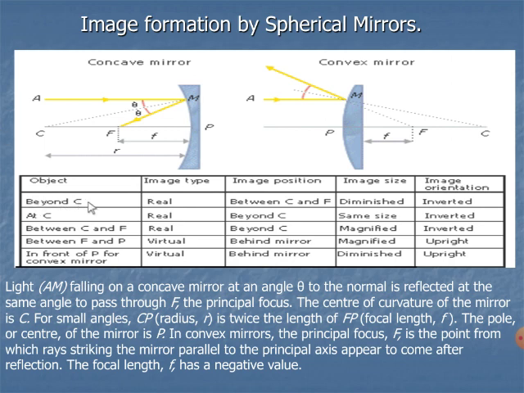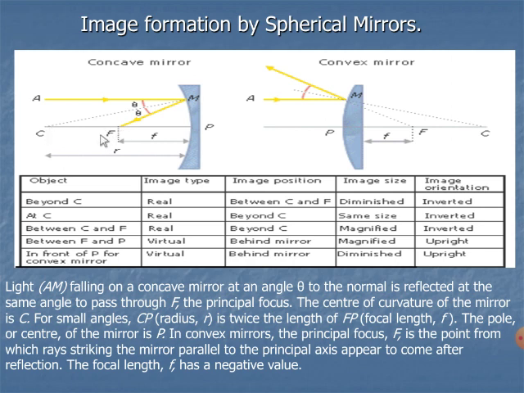Okay, so if the object is placed a little bit far away beyond C, then we can assume that it is at infinity. So if the object is placed at infinity, then the image will be formed between C and F. Got it?